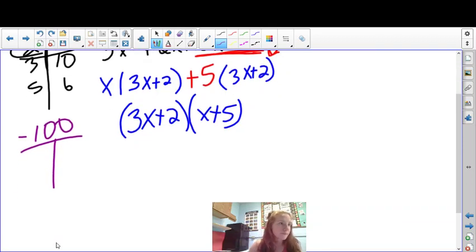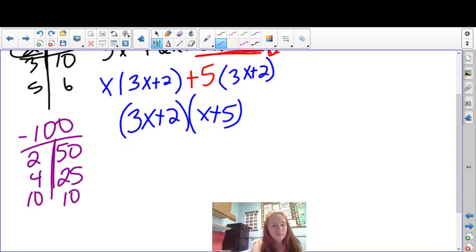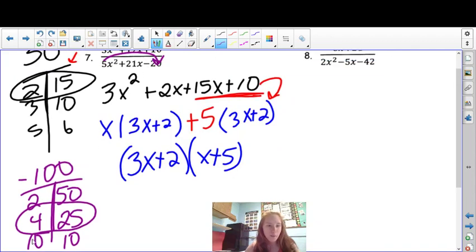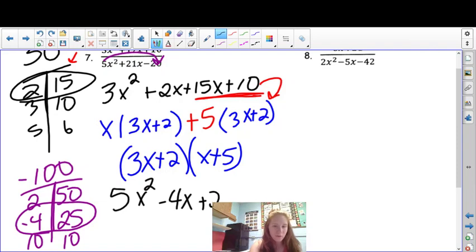Well, I've got 2 and 50, 4 and 25, 10 and 10. Good. Okay, we see we're going to have 4 and 25. So again, I'm going to replace my 21 with my 4 and my 25, but I need a positive 21 and a negative 100, so I need a negative 4. So I have 5x squared plus 25x minus 4x minus 20.